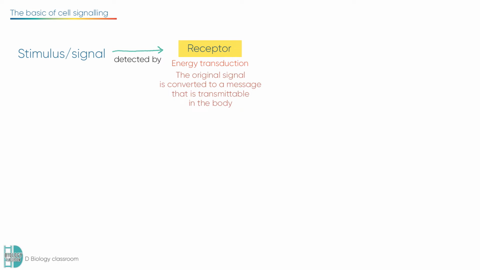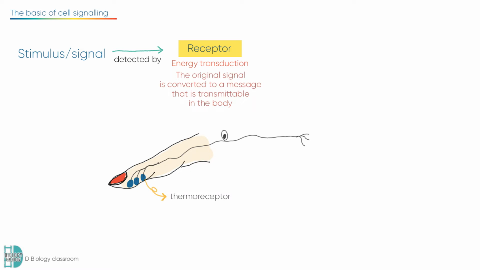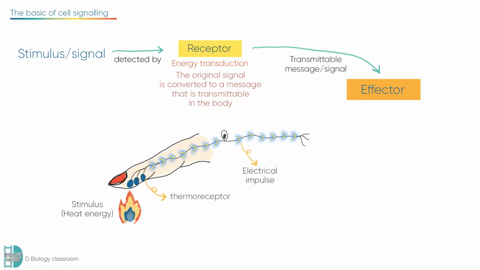In general, the pathway starts with a receptor that receives or detects a stimulus or signal. Energy transduction would then occur. The original signal is converted to a message that is transmittable in the body. For example, a thermoreceptor in our skin can convert a stimulus in the form of heat into electrical impulses. The message or signal is transmitted to a target cell, tissue, or organ called effector. A response or change is then created by the effector.